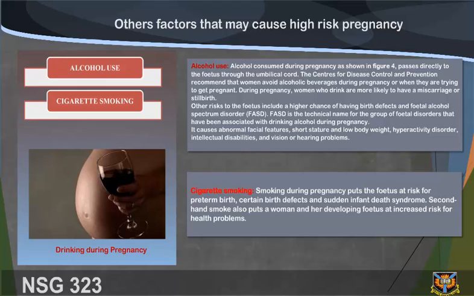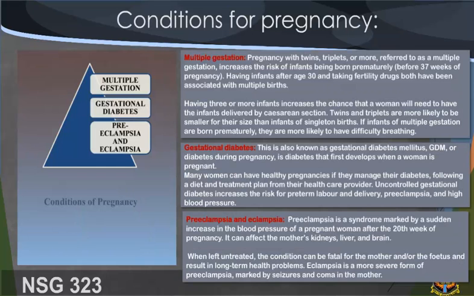Cigarette smoking. Smoking during pregnancy puts the fetus at risk for preterm birth, certain birth defects, and sudden infant death syndrome. Secondhand smoke also puts a woman and a developing fetus at increased risk for health problems. Conditions for pregnancy: multiple gestation, gestational diabetes, preeclampsia and eclampsia.